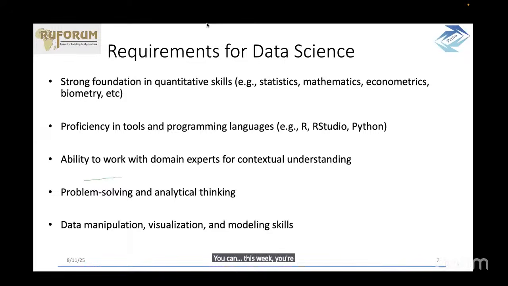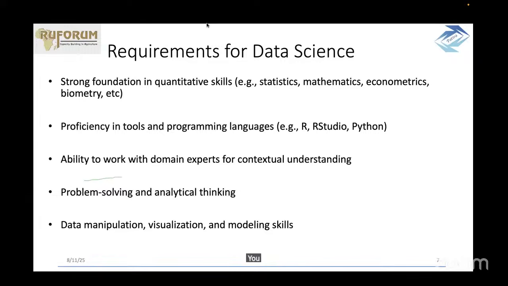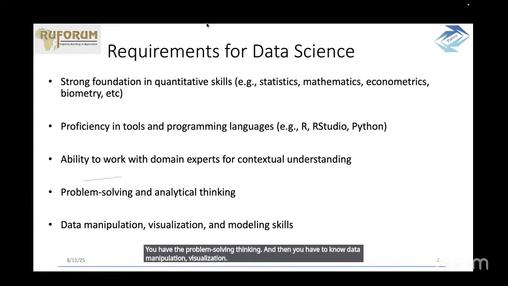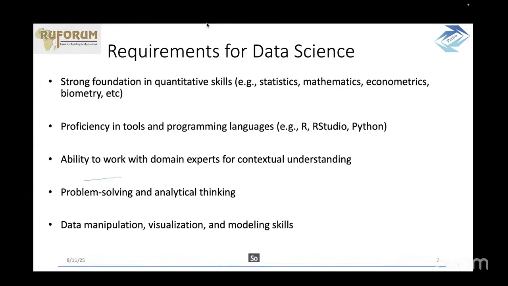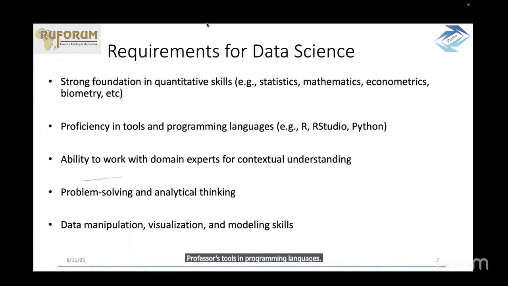This week you're going to work with somebody in human resources, next week with somebody in health, so you have to make sure that you have problem-solving thinking, and then you have to know data manipulation, visualization, and modeling skills. In the next 5 days, we're going to go through data manipulation, visualization, and modeling. So the requirements for data science are: a strong foundation in quantitative skills, proficiency in programming languages, the ability to work with domain experts, problem solving, analytical thinking, and data manipulation, visualization, and modeling skills.